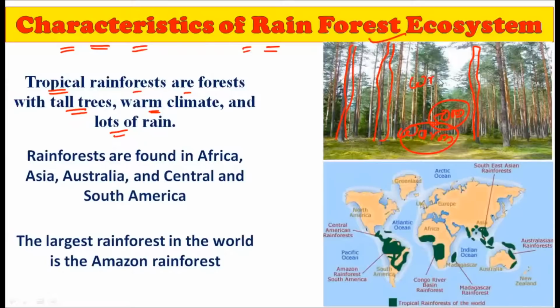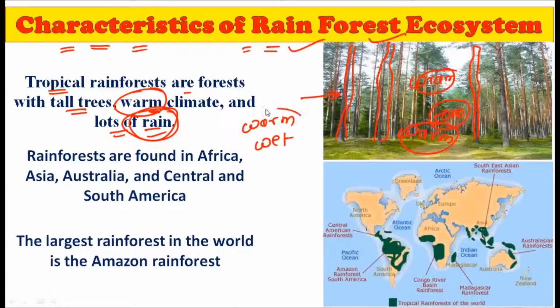Generally, there are warm climatic conditions, plus they have a very high amount of rainfall, and that is why these forests are called rainforests. So here we have two words: warm forest, plus very huge rainfall, and that is why these forests are also called warm and wet forests. That is, the tropical rainforests are also called warm and wet forests.